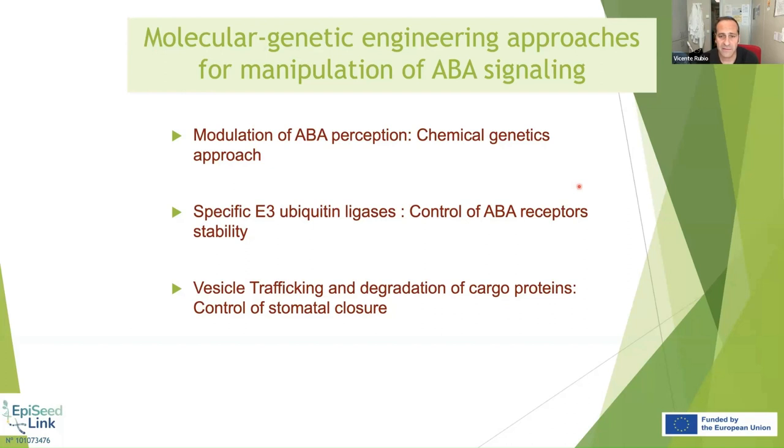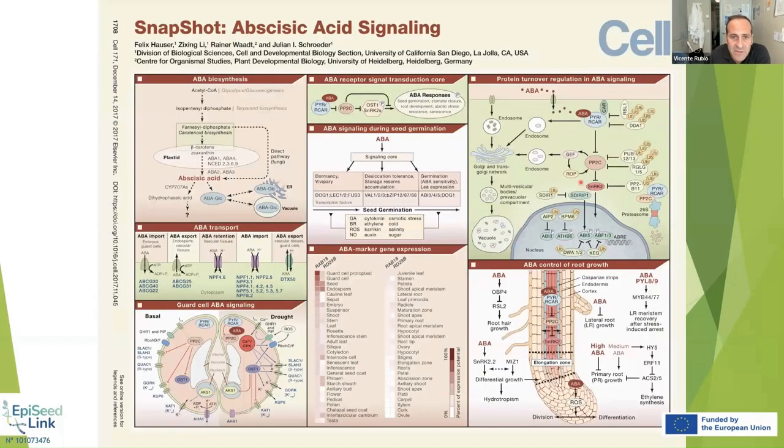Rodriguez in Valencia, in which they aim to modulate the perception of ABA. So all these approaches try to modulate ABA perception to control or reprogram ABA signaling, perception and responsive genes to improve plant tolerance to drought. They are all based on this. This is a snapshot, which is actually pretty nice.